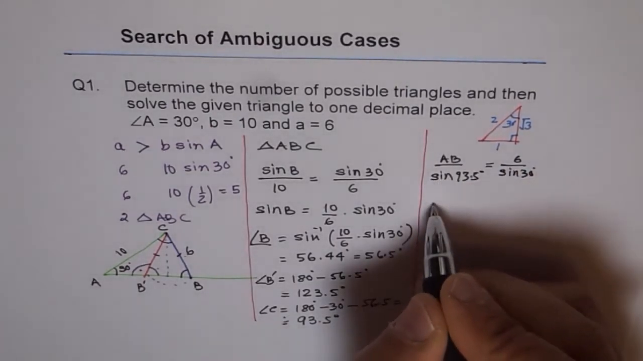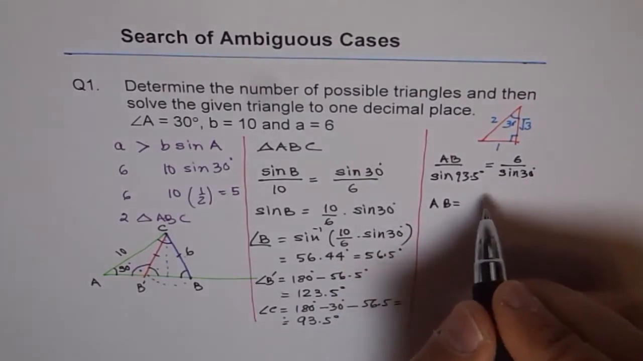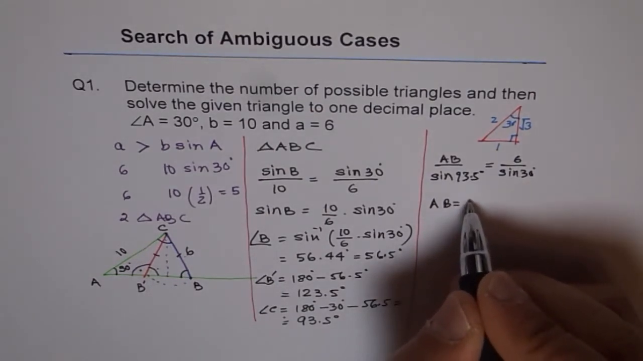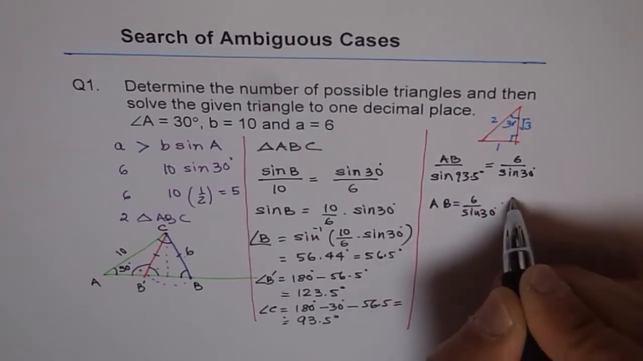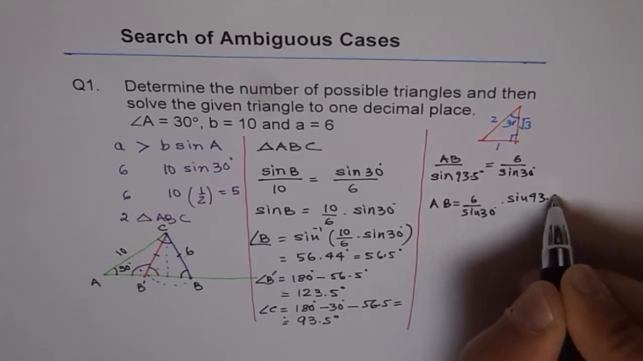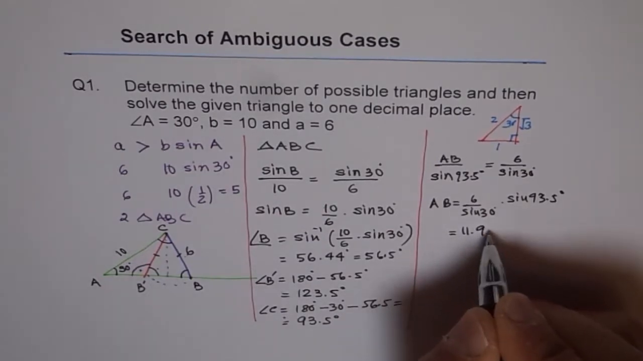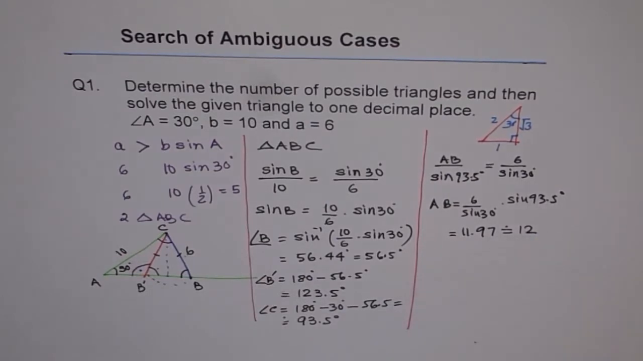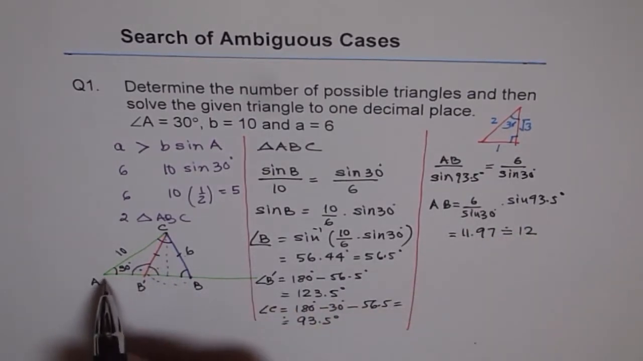So we get AB is equal to 6 over sine of 30 degrees times sine of 93.5 degrees, and that is equal to 0.97, which is approximately 12 units, correct? So we get that side approximately 12 units for AB, right?